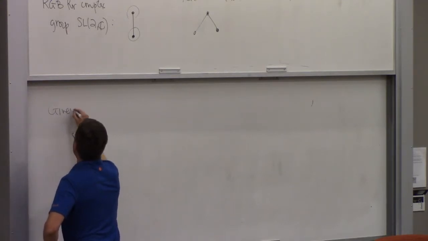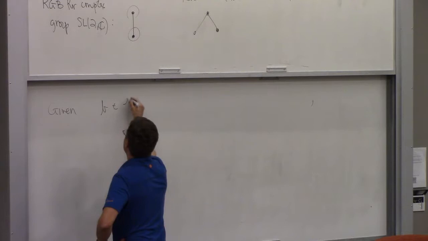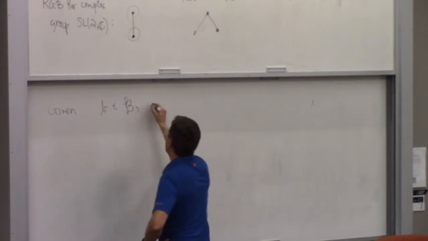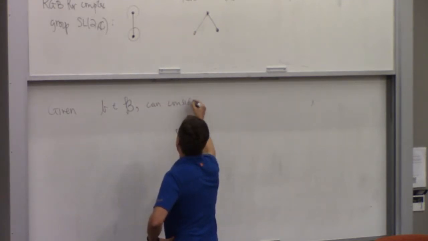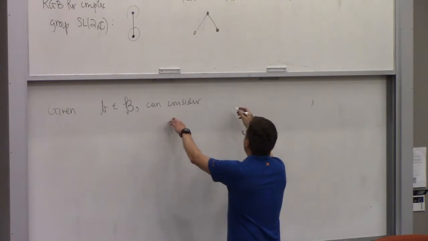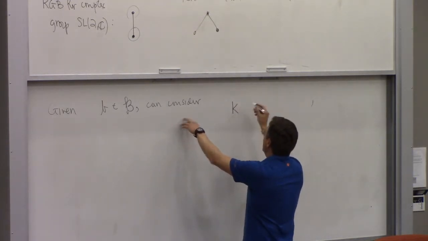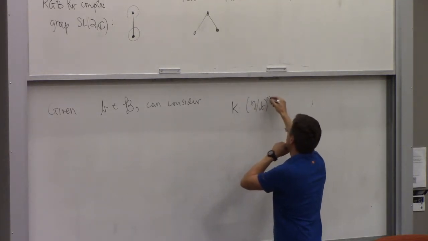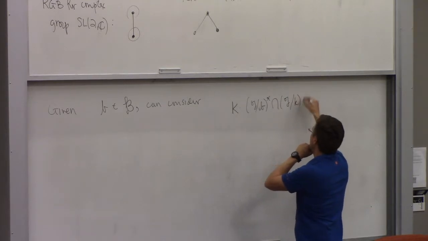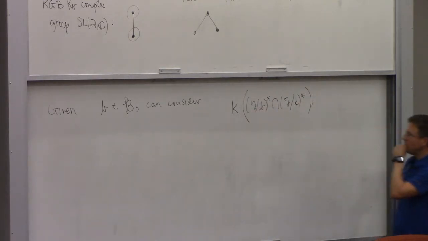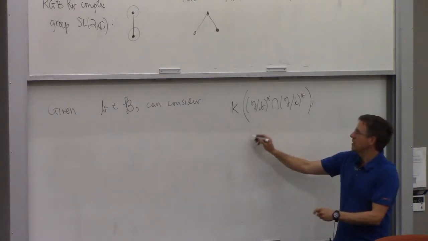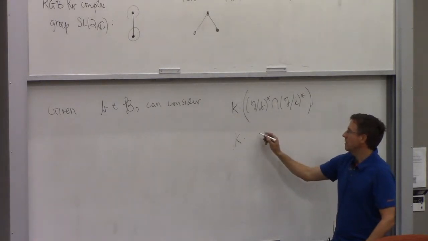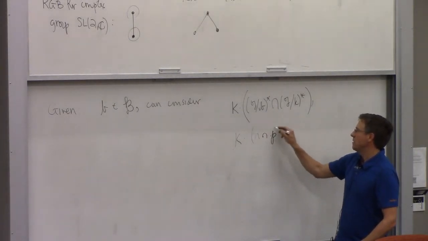So given B in the flag array, so now just think. Generally, you can consider K of G mod B star intersect G mod K star. So if you want to think, if you want to put your other glasses on, this is intersect P.